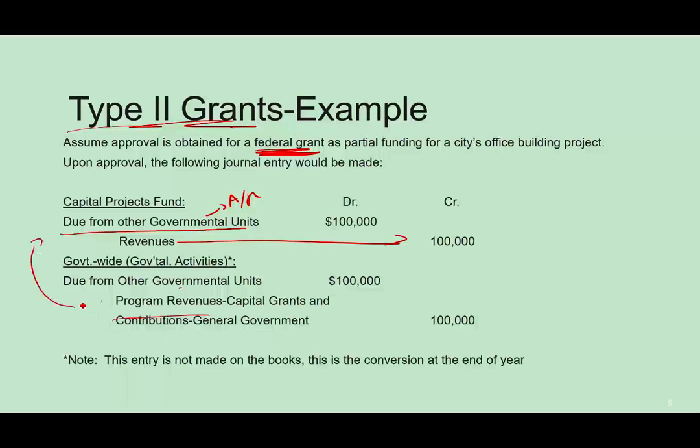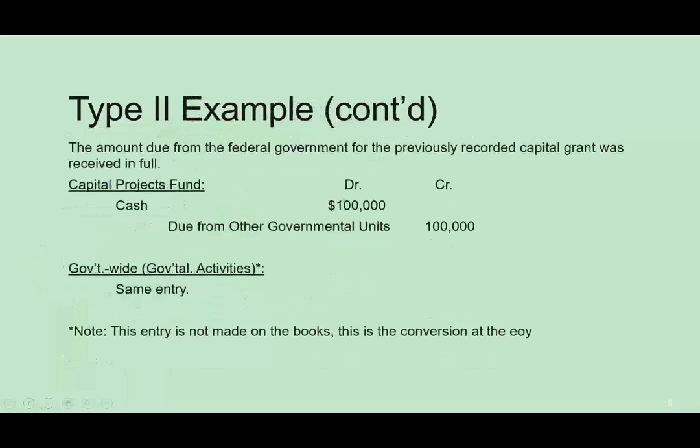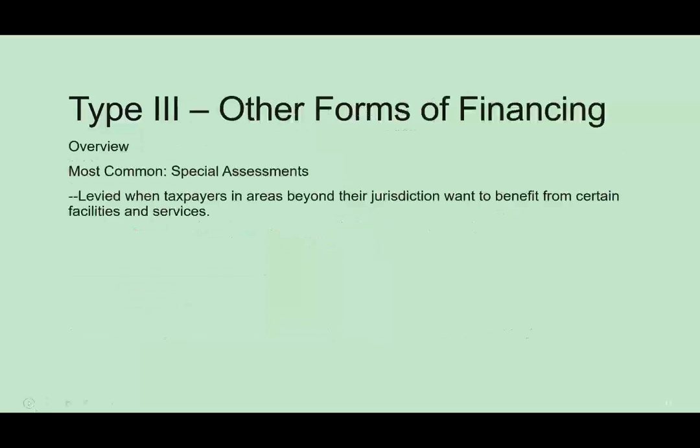Very similar, both revenue and receivable. Okay. The amount due from the federal government for the previously recorded capital grant was received in full. So once we receive the money from the federal government, we credit the receivable and we debit cash. Excellent. Now we have the money. And the same entry, obviously, under the government-wide financial statement. Okay.